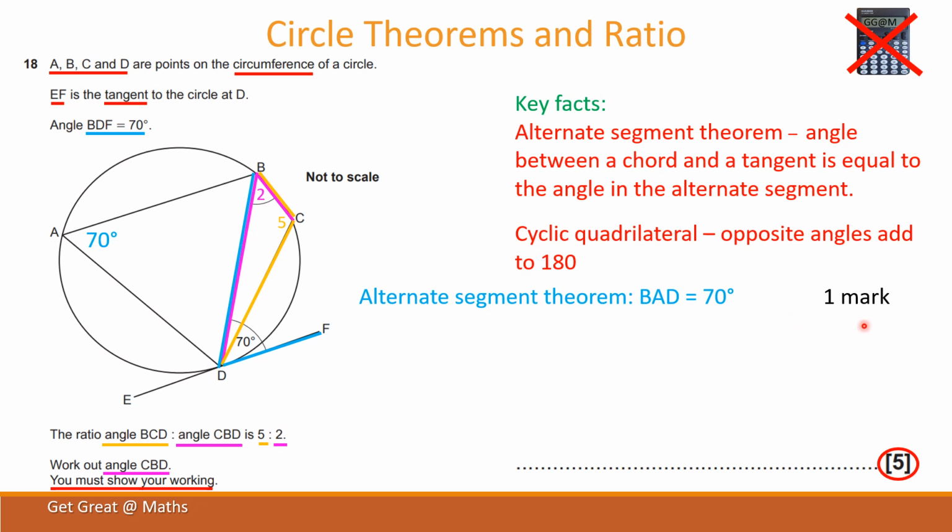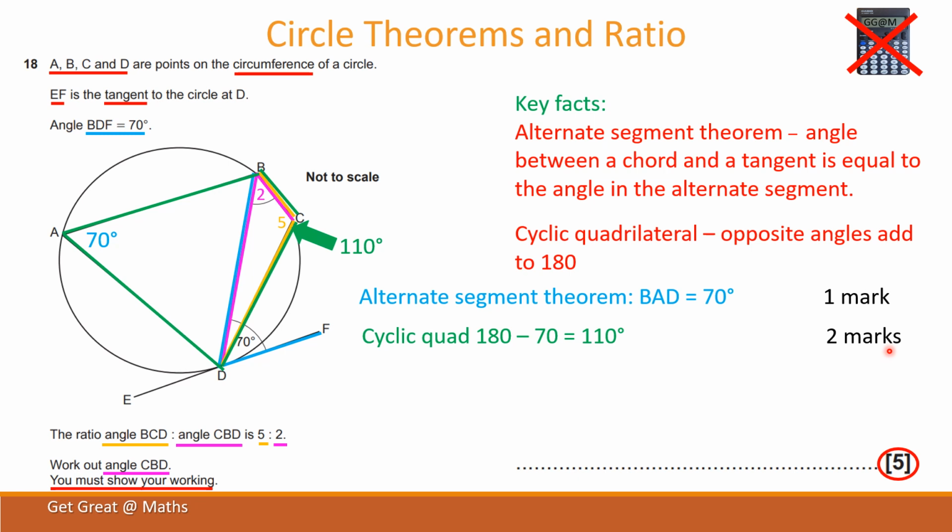The next part of it, we're going to use the cyclic quadrilateral fact. So you can see here I've highlighted the quadrilateral in green, which means the angles opposite add up to 180. So this angle here that we've just worked out, 70, and the angle opposite, where the yellow 5 is, add to 180. So your second mark comes from doing the cyclic quad, 180 minus 70, which gives me 110. Now you get 1 mark for doing 180 minus 70, and 1 mark for giving 110, which is a total of 2 marks for this section.